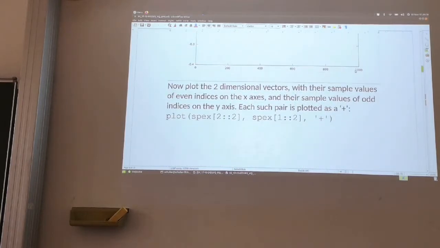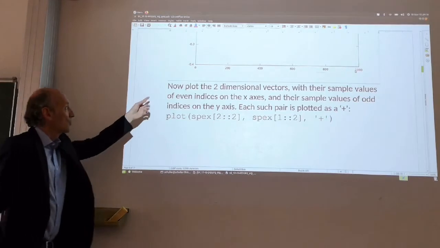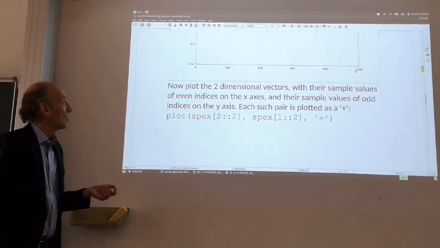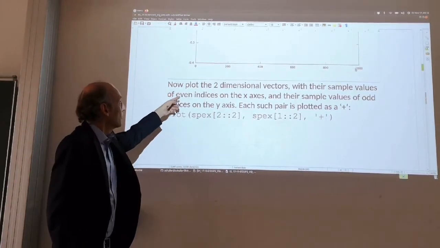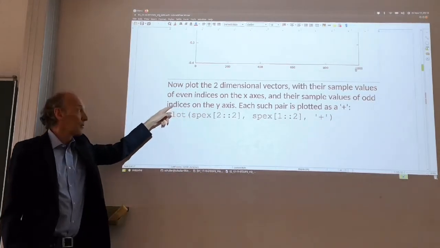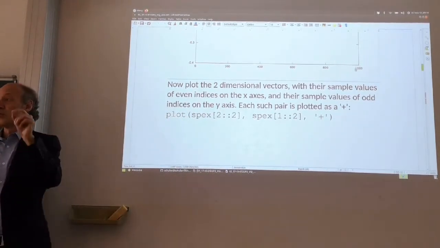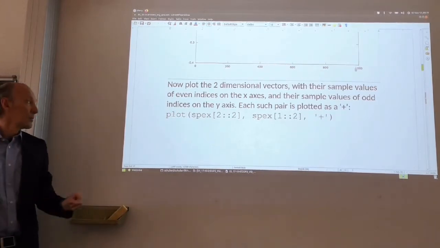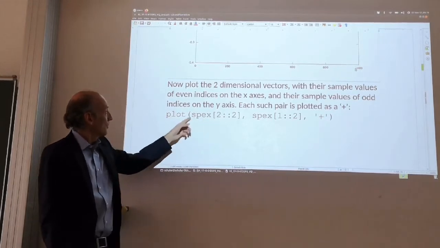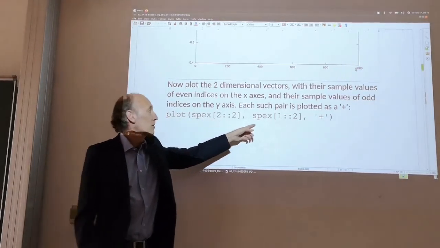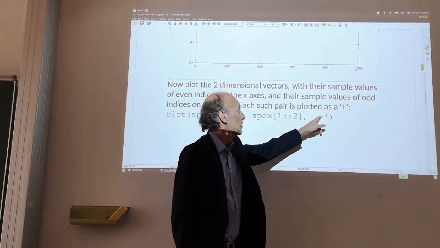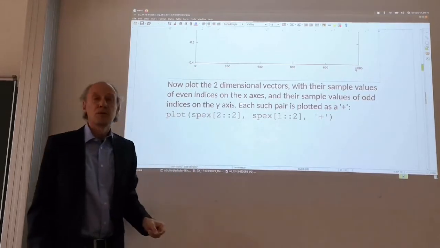So now we can actually take two-dimensional vectors by grouping them into pairs of two. And then we can plot the even indices on the x-axis and the odd indices on the y-axis, so that we have a point for each of those vectors. And here you can see it. Here's the x-axis in the plot. The first argument is the x-axis, second argument is the y-axis. And then for each point I'm using the plus sign to plot it.